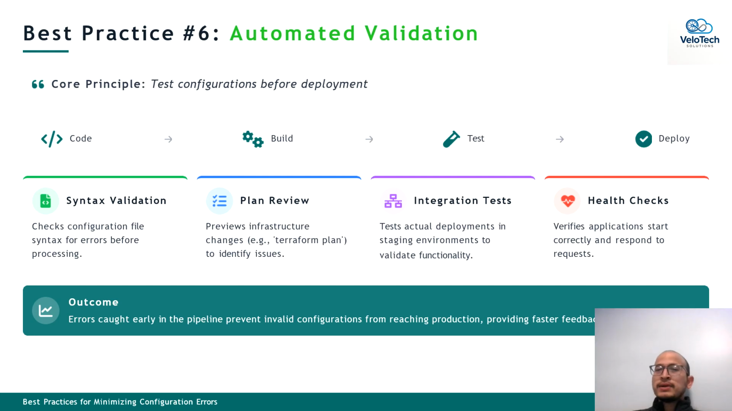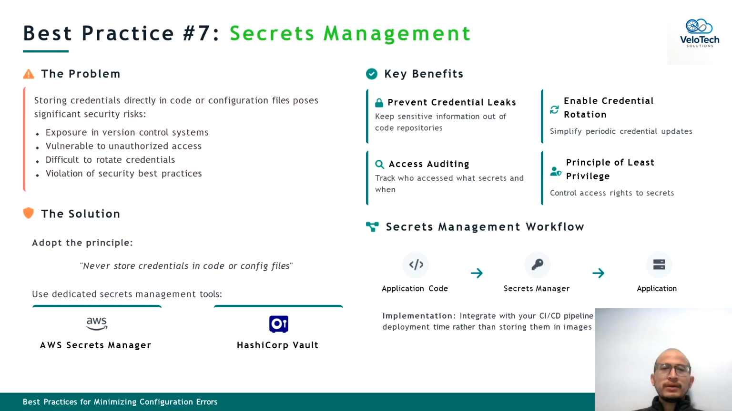The outcome of this multi-layer validation approach is that errors are caught early in the pipeline. Invalid configurations never make it to production, and developers get faster feedback within minutes of submitting a change. They know if it's going to work or not. This shift-left approach to validation, moving tests earlier in the development cycle, dramatically reduced production incidents.